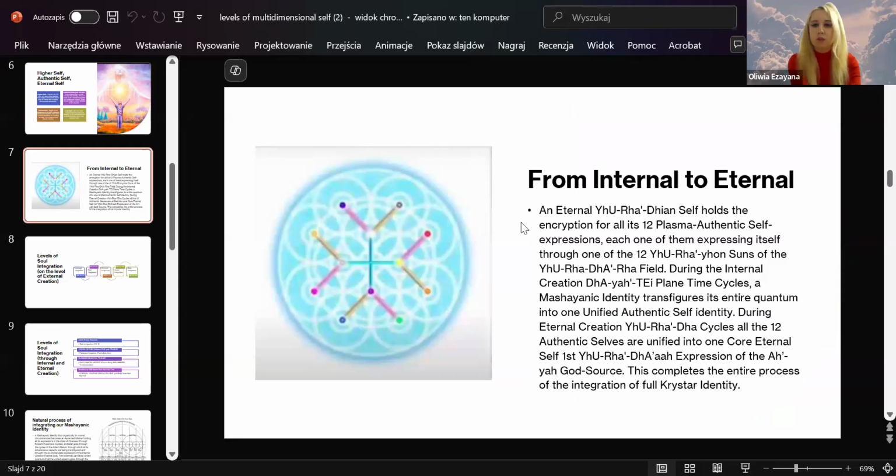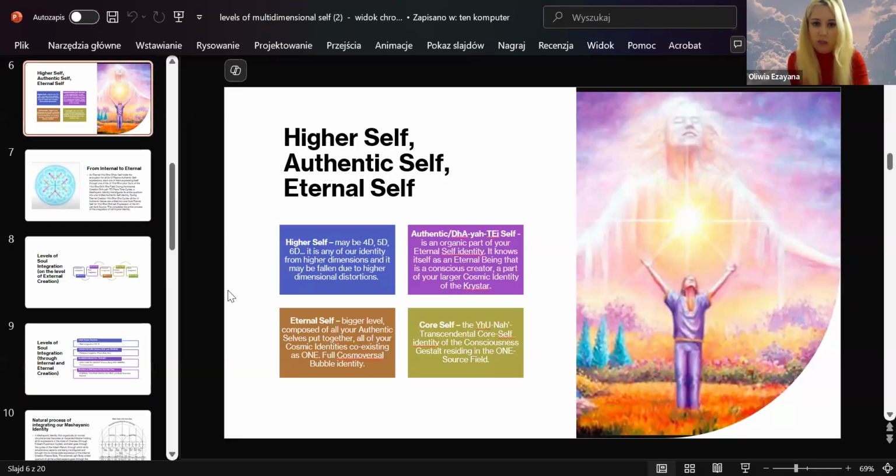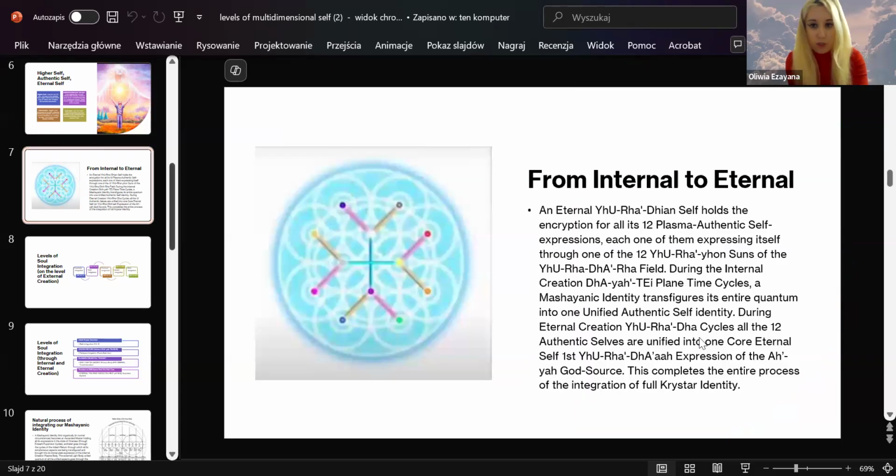So I'm just going to read this very briefly because this will help us understand what the eternal self is. Because as I said, let's look at it this way. The deity self is on the level of the internal creation. Its vessel is the plasma body. And 12 deity selves compose a single eternal self, which is your Euradian self, that is holding your eternal body, which is the Urea body. So let's take a look.